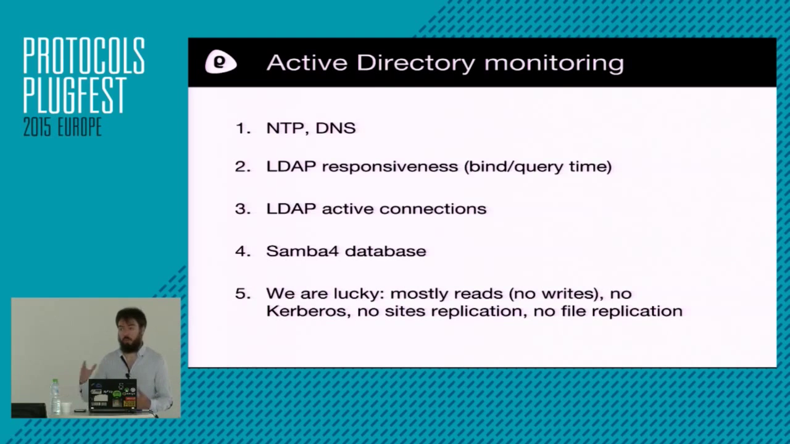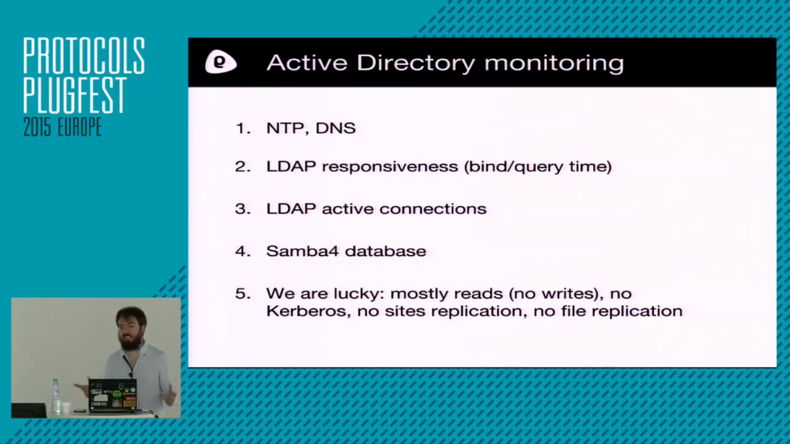LDAP active connections, how many people are using LDAP at that moment. Samba database, make sure there are no errors or inconsistencies in the Samba internal database. And then the 5th point I wanted to include here is in this very specific scenario of Sential Cloud. We are lucky that we only use a subset of features of Samba for Active Directory, so we don't need to worry about write performance of Samba 4 because there is no replication and most of the operations are read-only.